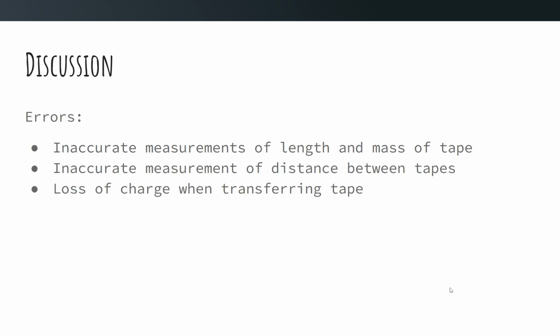So some potential errors in the experiment: there could have been inaccurate measurements of the length and mass of the tape. There also could have been an inaccurate measurement of the distance between the two tapes, as there's human error involved in this kind of experiment, and there could have been a loss of charge when transferring tapes between hands.